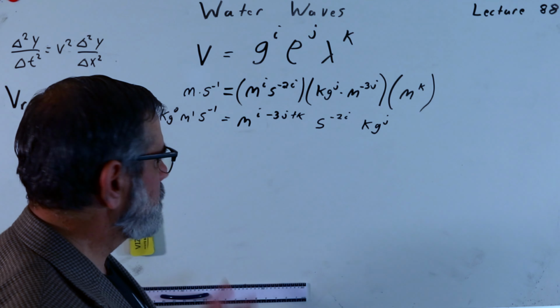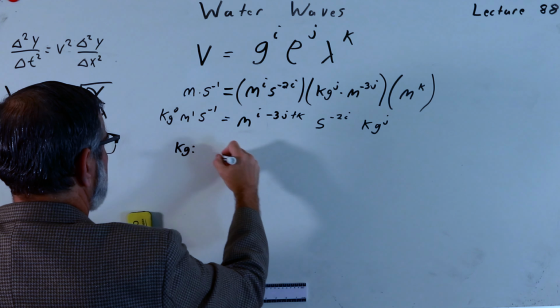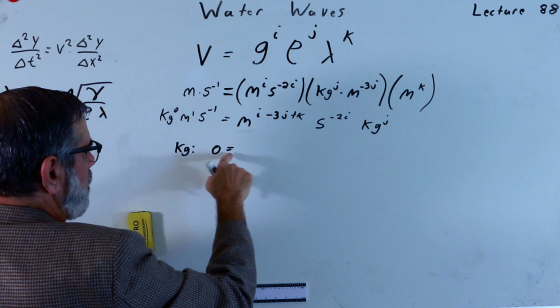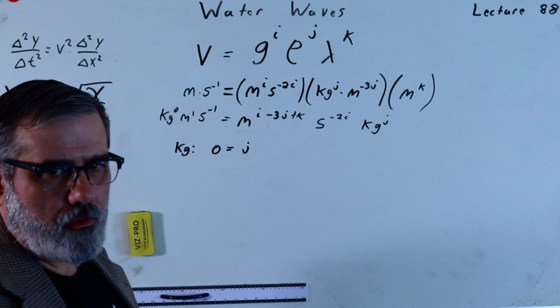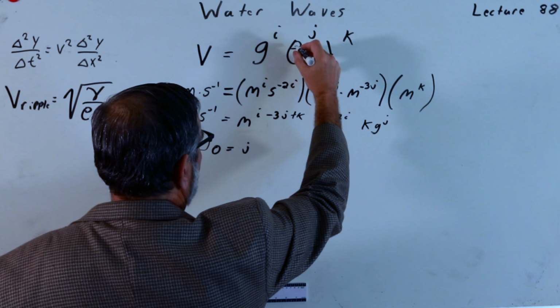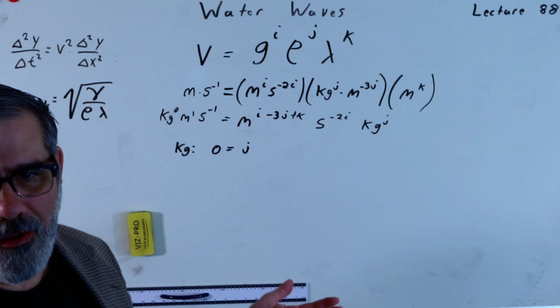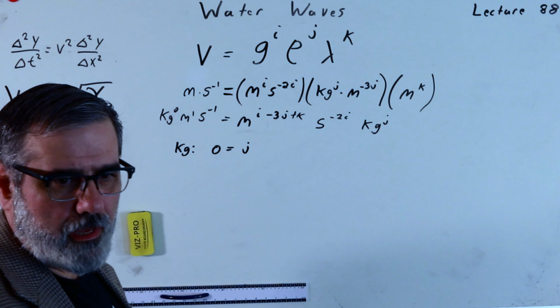Let's do kilograms first because we know where this is going. So kilograms tell us that 0 is equal to, so this is the 0, and we look at the kilograms over here, it must be equal to J. So that says J is 0. Okay, so there is no density term in this. This is gone. Rho to the 0 power is 1, right? So density is not in this formula. We shouldn't have put it in there.